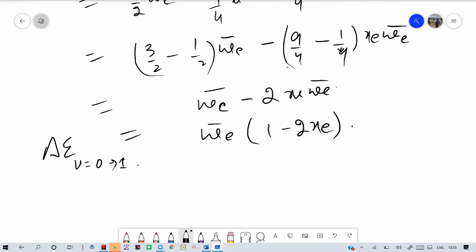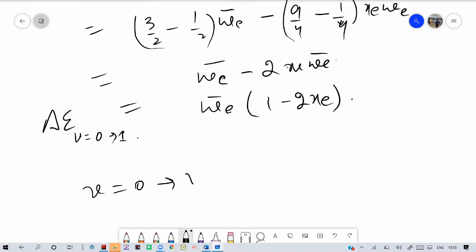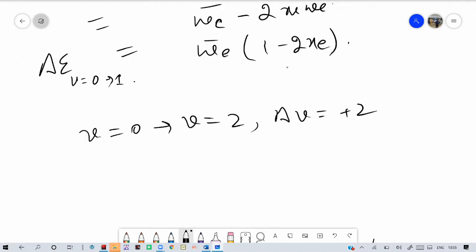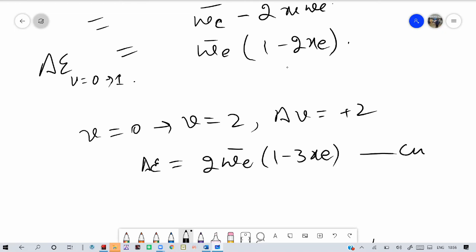Similarly, if you find nu equal to 0 to nu equal to 2, because we can go up to plus minus 2 now, then we find that delta nu is equal to plus 2. And similarly, if you use this same expression, you will find that delta E is equal to 2 omega e into 1 minus 3 xe. This is in centimeter inverse.